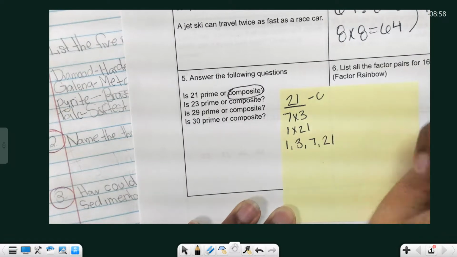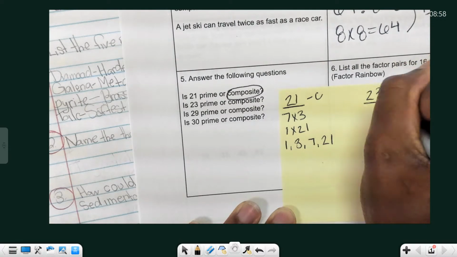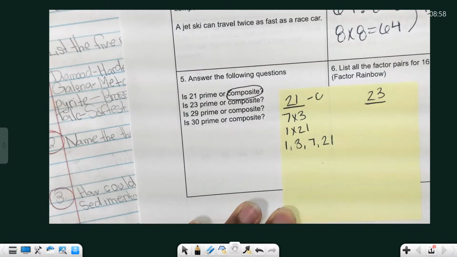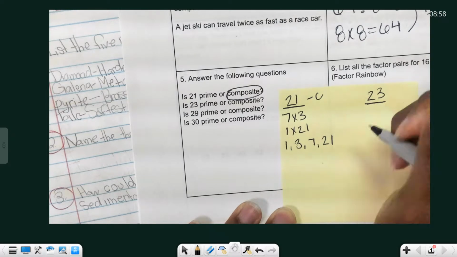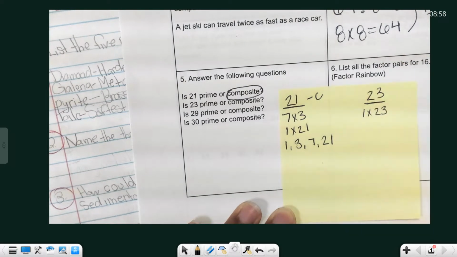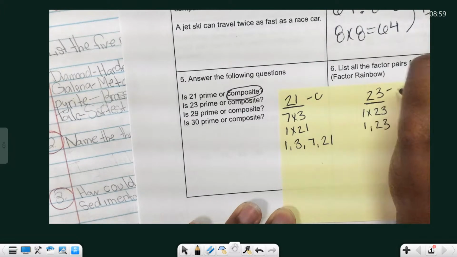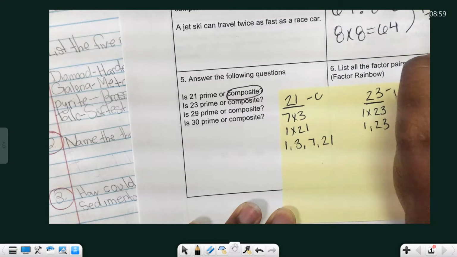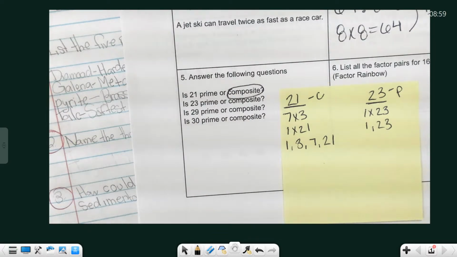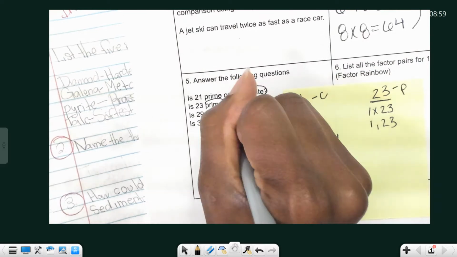Okay. Let's look at 23. Anything else? No. It's just 1 and 23. So 23 is prime. Composite is more than 2 factors. Prime is just 2: the number 1 and the number itself.